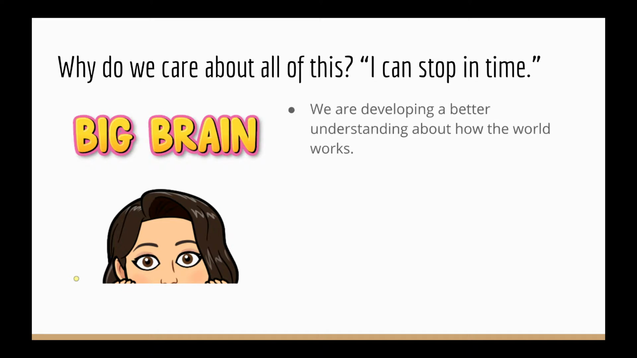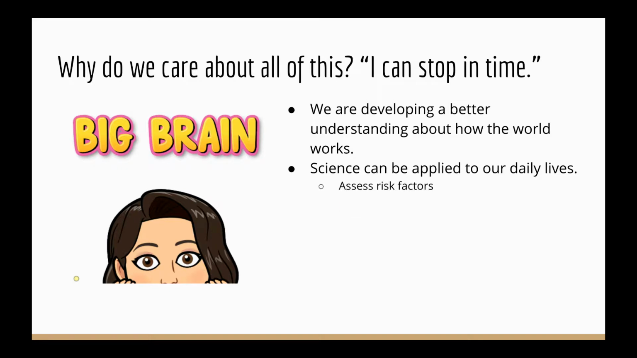Well, we are trying to develop a better understanding about how the world works. Science can be applied to our daily lives, something as simple as seeing how a car stops, or the distance it takes for a car to stop. More specifically, it assesses risk factors. It helps us better understand why things happen the way they do. So now we know why it takes such a big distance for a car to stop, because there's a lot of different things that come into play.